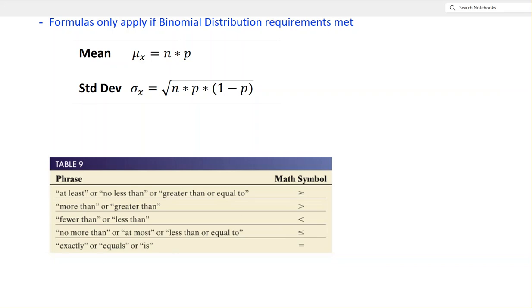So you've got your phrases here in words and their equivalent math symbols over here on the right.